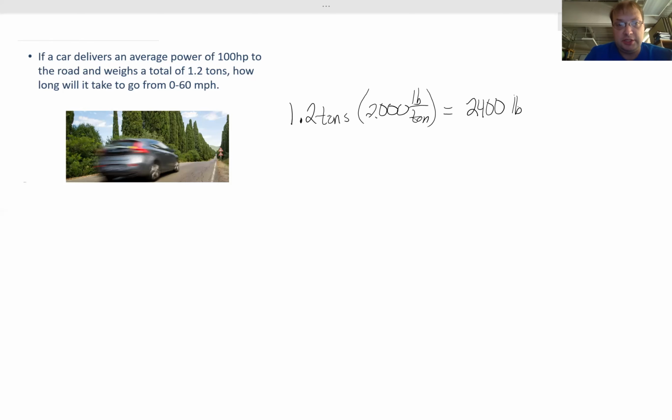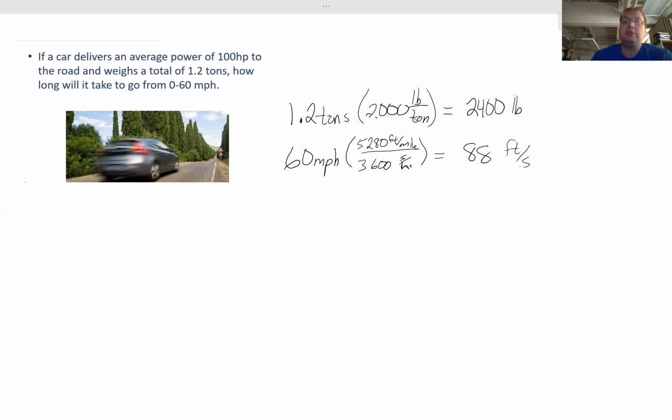The other portion is the final speed, or final velocity, that we're going to have, which is rated at 60 miles per hour. If we multiply that by the 5,280 feet per mile, and we also divide by the 3,600 seconds per hour, we obtain a conversion that gives us 88 feet per second as the converted speed that it's traveling with.